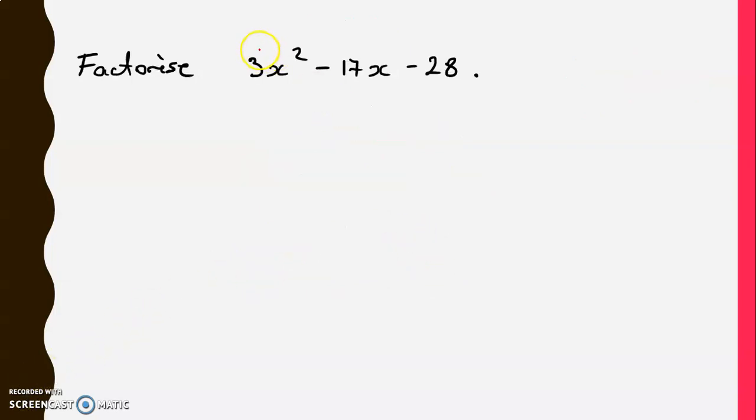Finally, I'm going to go over 3x squared minus 17x minus 28. So let's go ahead and factorize this one. Again, we first have to find this ac term. 3 times minus 28 is minus 84. Go ahead, use your calculators, or just do it on the side quickly. Minus 84.